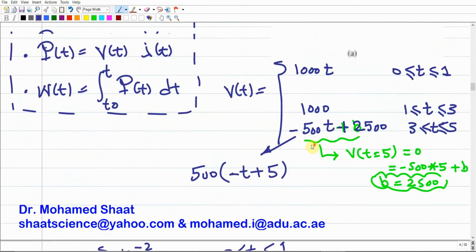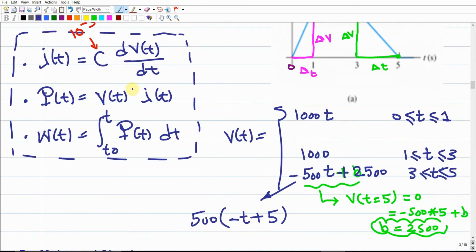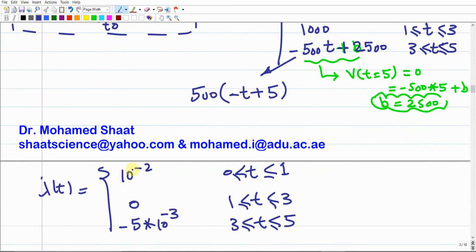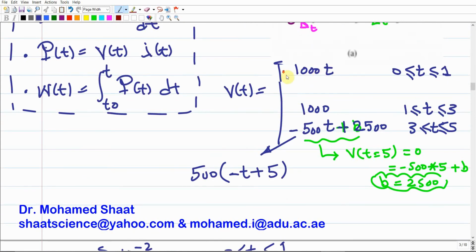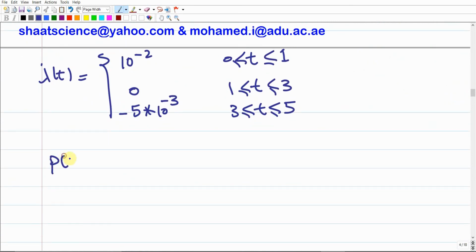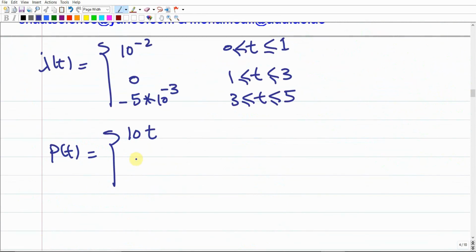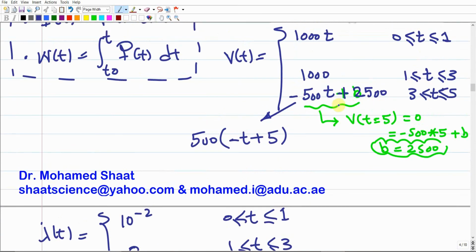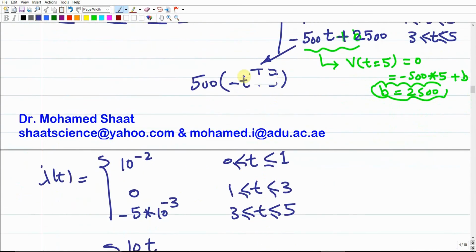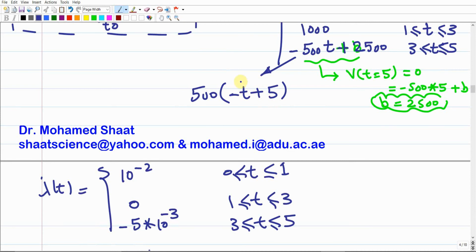We got the current. Simply what you're going to do next is multiply the current times the volt to end up with the power, right? So your objective is just to multiply 10 to the power negative 2 times 1000 t. This is going to give us the function of the power. So the power p of t should be this function, 10 to the negative 2 times 1000 t. This gives at the end 10 times t. Within the second period, 0 times anything should be 0. So this function should be 0. And the negative 5 times 10 to the negative 3 times this function. So let us consider this linear function with this form.